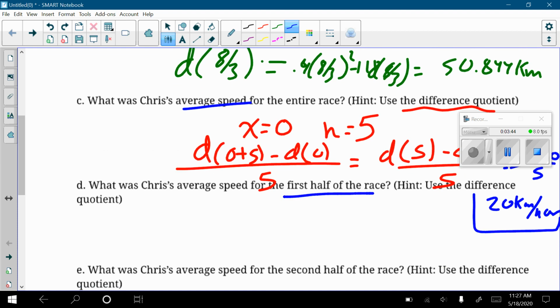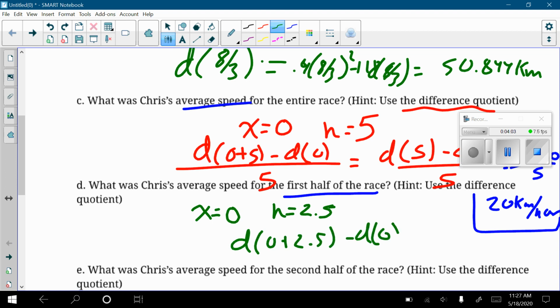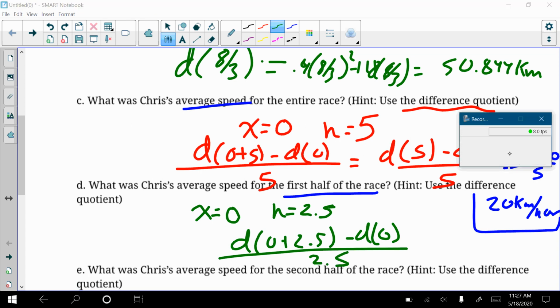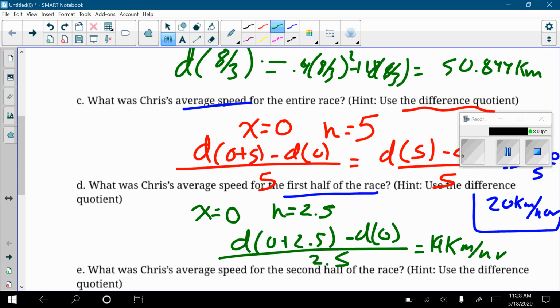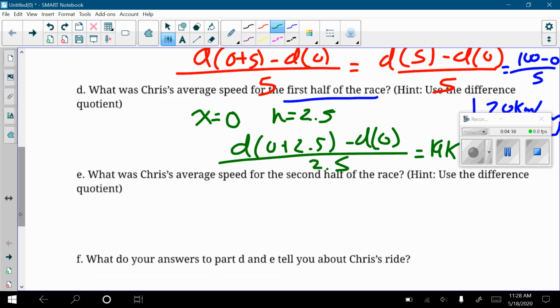Second one: average speed for the first half of the race. Well, first half, I'm still starting at time 0. That's my first x value. How far away do I want to use that second x value? Well, half of the race, so I only want to do it 2.5 hours later. I'm going to do my difference quotient. This is finding slope, and slope in a distance versus time graph is speed. Toss that in my calculator. I got 19 kilometers per hour. So for the first half of the race, his average speed was 19 kilometers per hour.